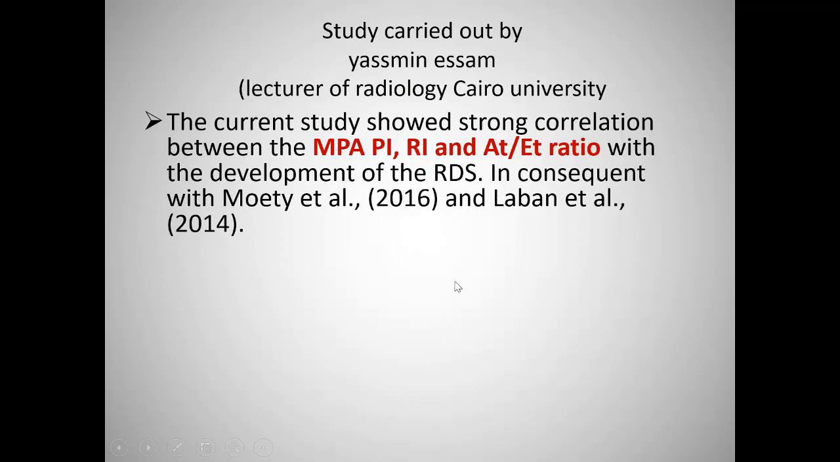This study was carried out by Dr. Yasmin Assam, a lecturer of radiology at Cairo University. In her study, they show that there is a strong correlation between the main pulmonary artery PI, RI, and acceleration time to ejection time ratio, and the development of respiratory distress syndrome, comparing those developing respiratory distress syndrome and those without.